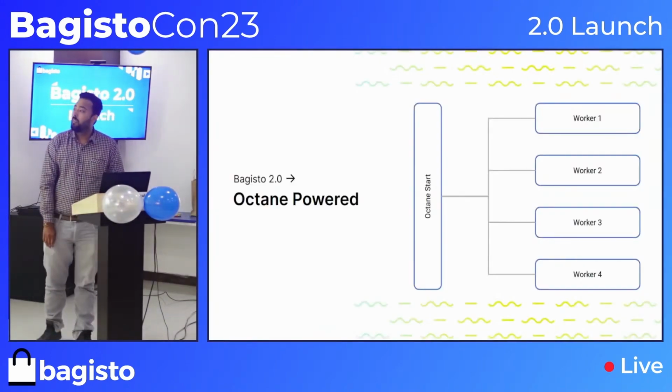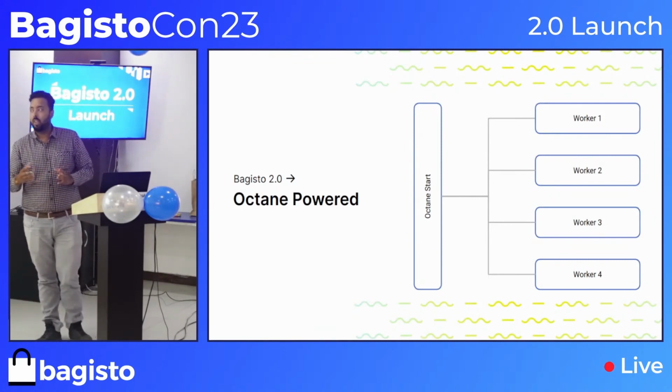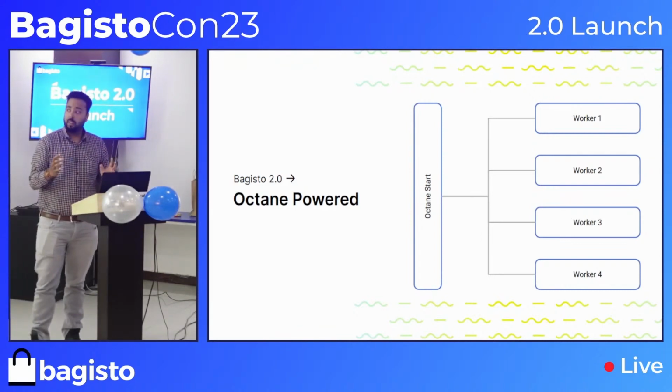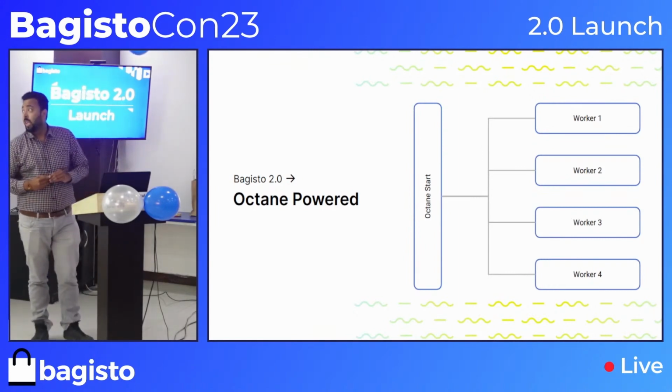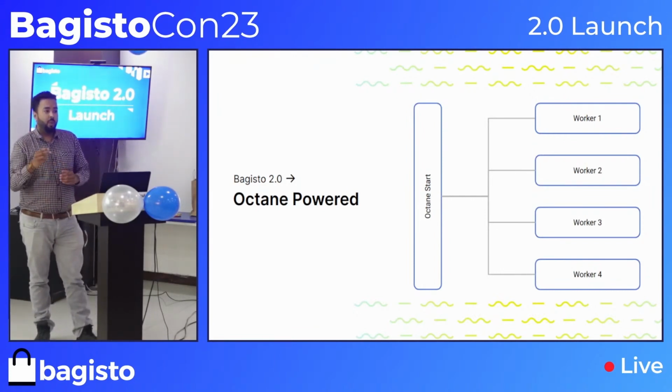Next we have Octane powered. So what does Octane do? Octane uses Swoole in the middle, and the Swoole manager opens up the processes and then opens up the workers. The number of workers depends on your CPU cores. For example, if you have 4 CPUs, then 4 workers will be opened. If you want to change the number of workers, you can do it with a specific command, which I already mentioned in the Laravel documentation.